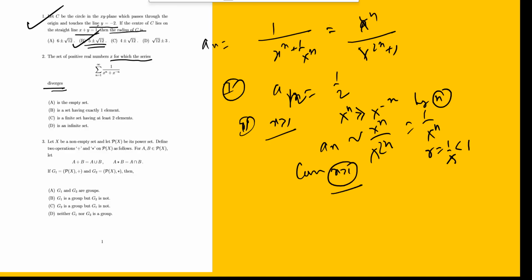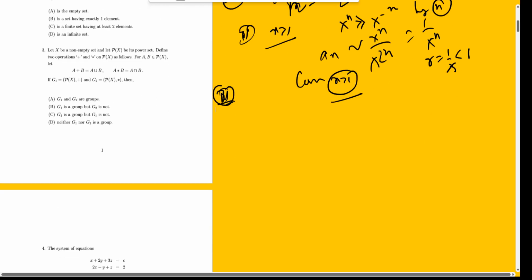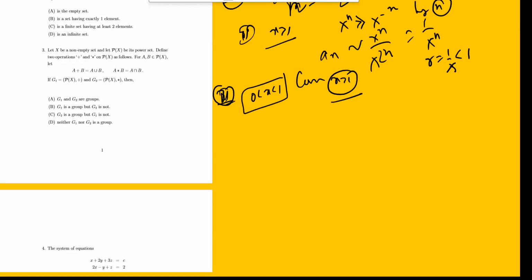Okay, case 3: now 0 less than x less than 1. Then x to the power n tends to 0 as n tends to infinity, and x to the power minus n tends to infinity. In this case x to the power minus n dominates x to the power n. So the denominator x to the power n plus x to the power minus n is dominated by x to the power minus n.